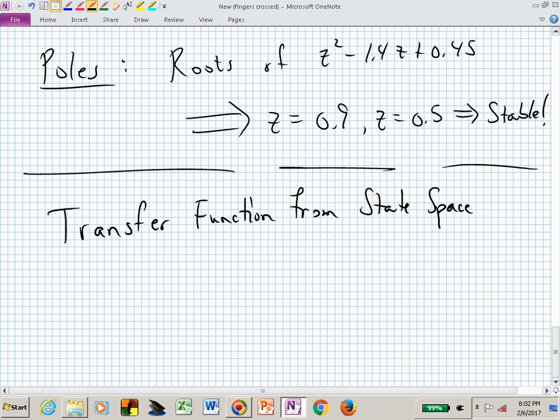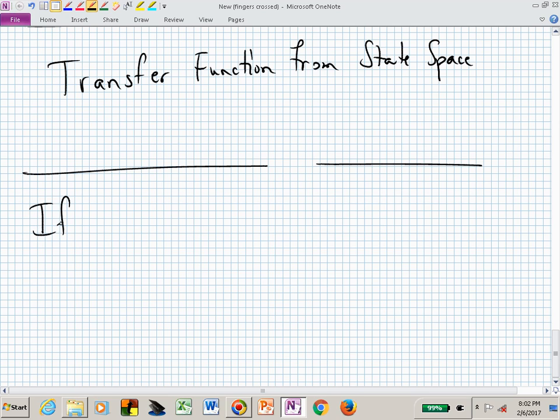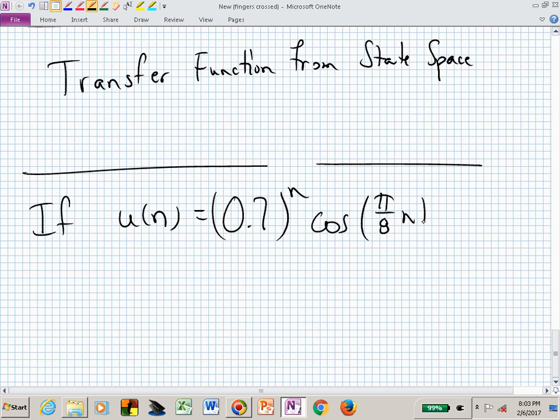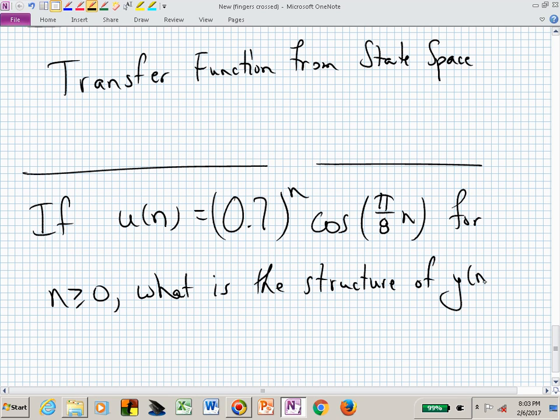What about if I ask the following? What if I gave you an input u of n that was 0.7 to the n cosine of pi over 8n for n non-negative, and I said, what is the structure of the output? How do I find that?